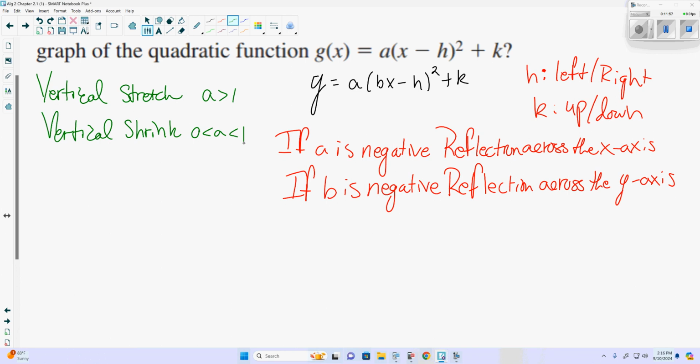Now the next one we have with this is vertical stretch or shrink. If the number being multiplied outside the parentheses in front of that x is greater than 1, it's a stretch. If it's between 0 and 1, it's a shrink. We've covered that, and that was fine.